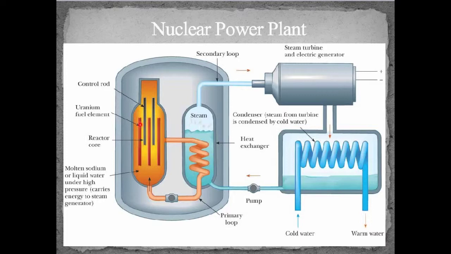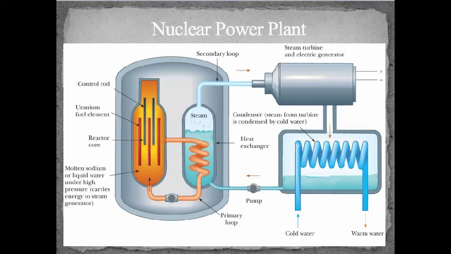We have here our uranium fuel element, which are the fuel rods, and then the control rods, and this is where the heat is produced. So they cause a nuclear reaction in these little fuel cells, and within here is a molten sodium or liquid water under high pressure that transfers that heat into a water chamber to create steam and then turn a turbine like you learned in last chapter.